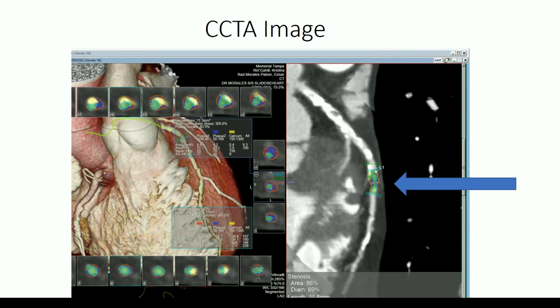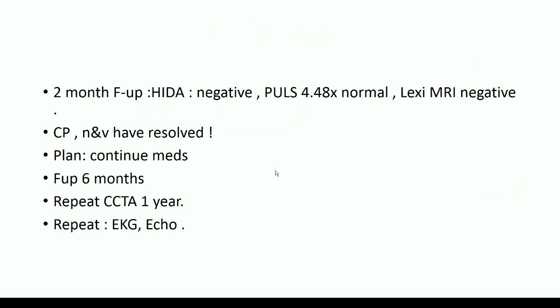69% diameter is what we got here, measuring from there. And you can see the necrotic core is 51.1%, and so a very, very high-risk lesion in this gentleman who is in his 80s. We did do a HIDA scan. Our own little test was actually positive, but the HIDA scan was negative, so we went with the HIDA scan. The pulse test was 4.48 times normal, which is below our threshold of 5.